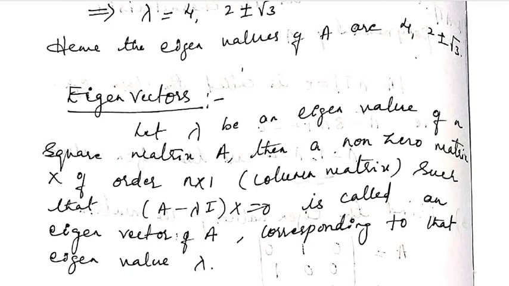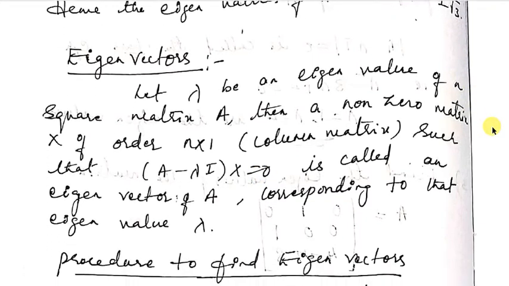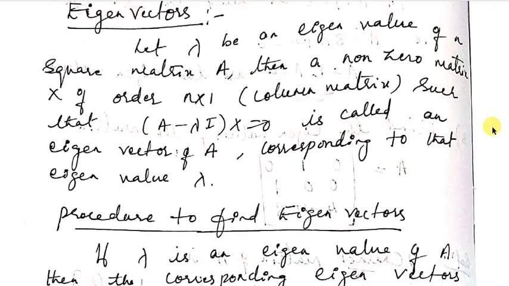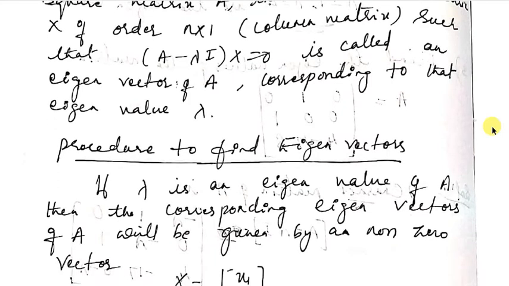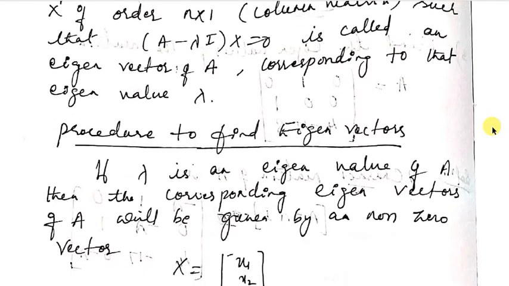Let me define eigenvectors. Let lambda be an eigenvalue of a square matrix A of order n. Then a non-zero matrix X of order n cross 1, which means a column matrix, such that the matrix A minus lambda I times X is equal to 0, is called an eigenvector of A corresponding to eigenvalue lambda. So it's a very simple thing. To find the eigenvectors of a matrix A corresponding to eigenvalue lambda, we have to consider the matrix equation A minus lambda I times x is equal to 0.